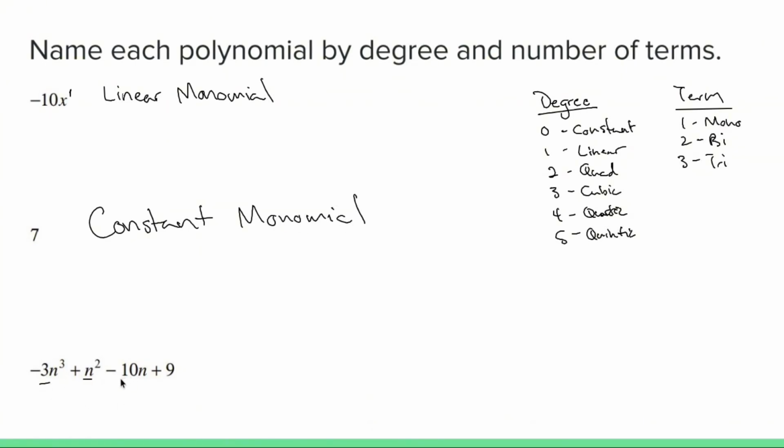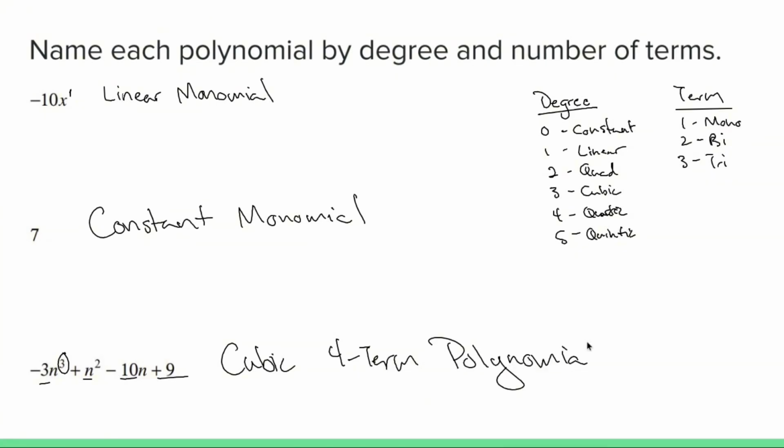You have 1, 2, 3, 4 terms, and the highest degree is 3. So this is a cubic 4-term polynomial. So there's a few for you.